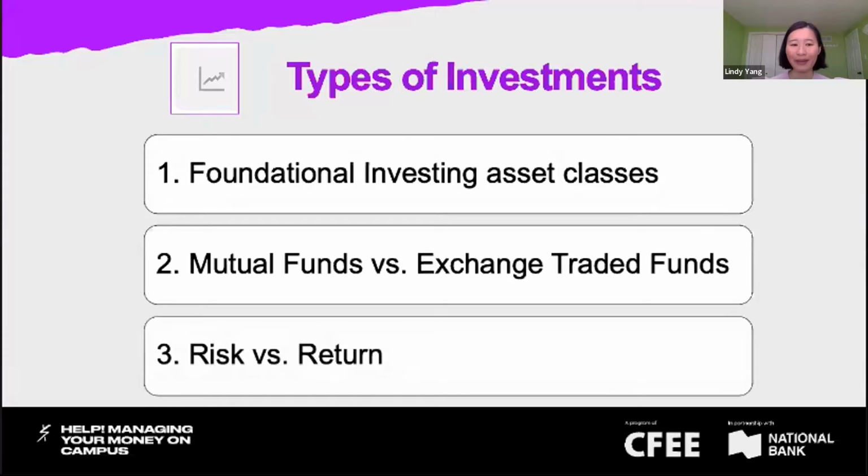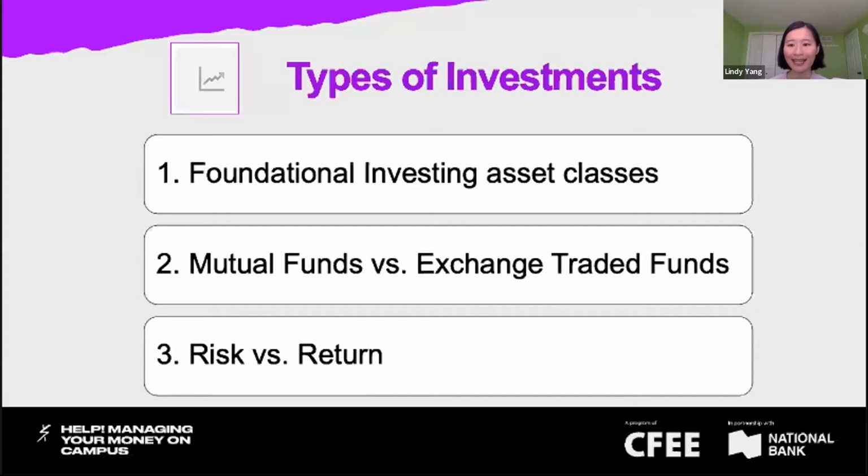In summary, for types of investments, we learned about three main asset classes: cash, fixed income, and equities. It's important to understand the difference between these types of assets so you can figure out what works best for you and your risk level.